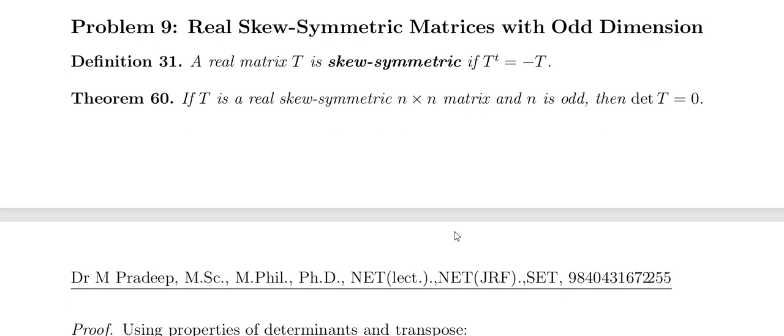And real skew symmetric matrices with odd dimension: a real matrix T is skew symmetric, that is T transpose equal to minus T. If T is a real skew symmetric n by n matrix with n odd, then determinant of T equal to 0. That is a very important result.